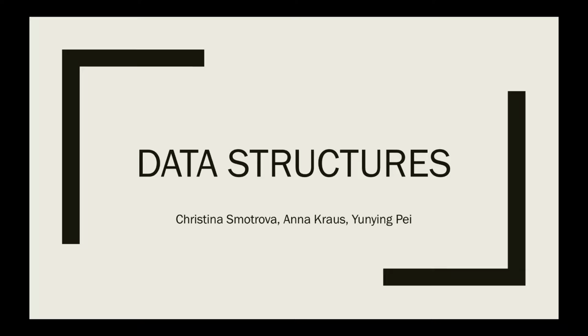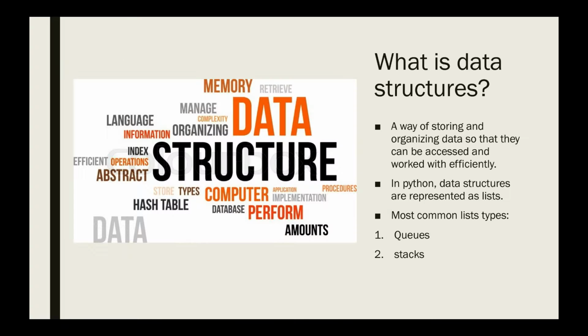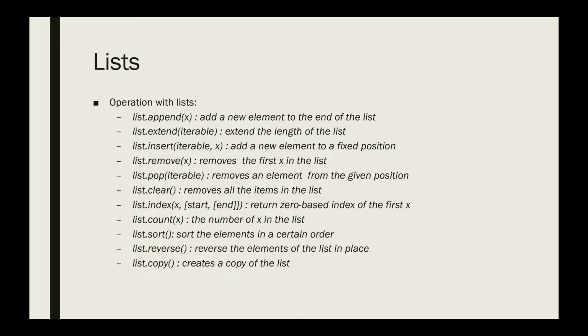We are going to tell you about data structures and how they're represented in Python and what you can do with them. Data structures in Python are a way of storing and organizing data so that they can be accessed and worked with efficiently. In Python, data structures are represented as lists, and the two most common list types in Python are queues and stacks. These are the representation of the list and what you can do with them, and in the following video we will tell you more about that.